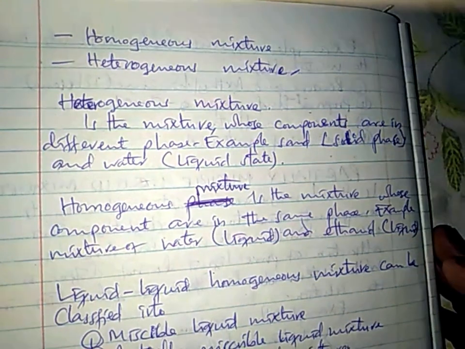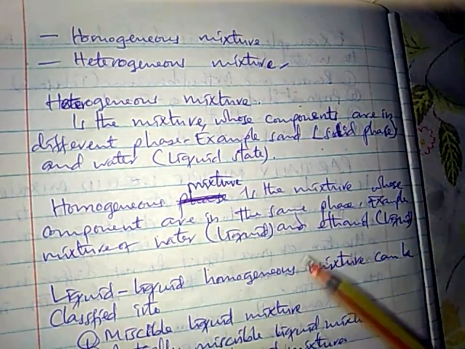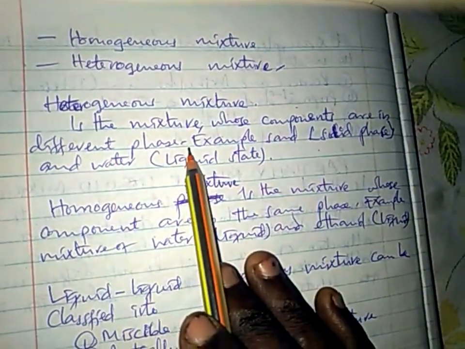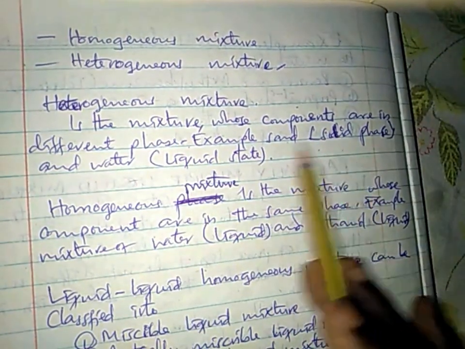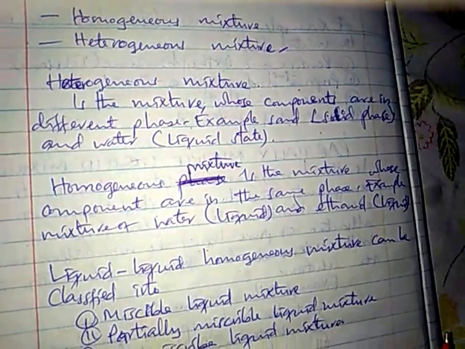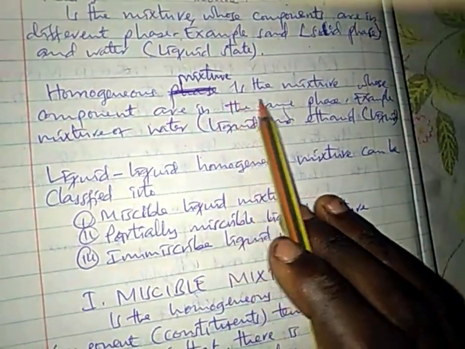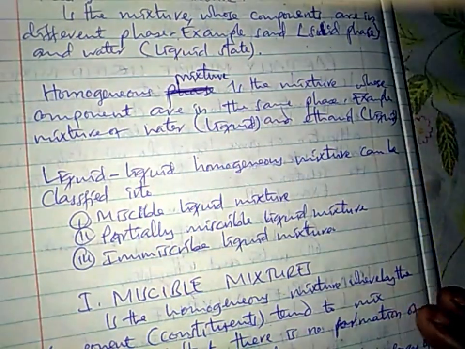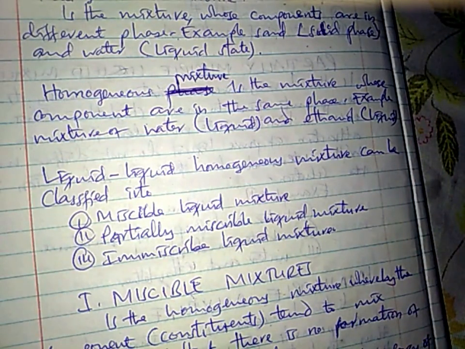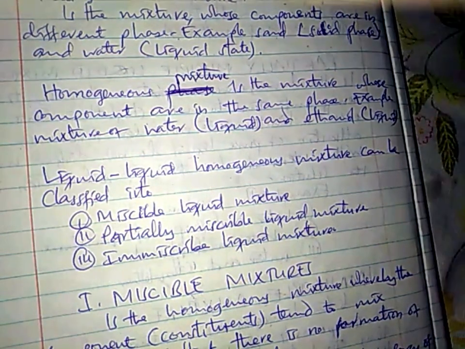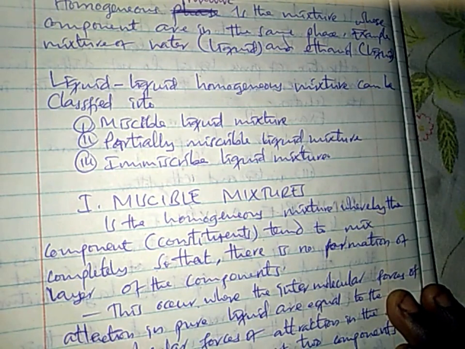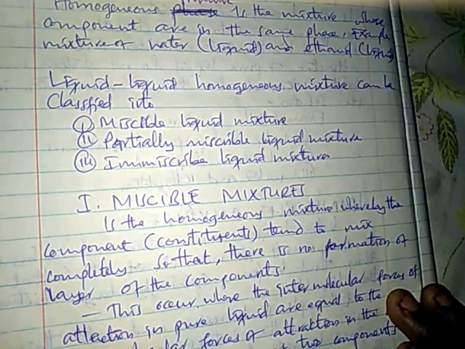So we have two types of mixture generally: heterogeneous mixture and homogeneous mixture. Heterogeneous mixture is a mixture whose components are in different phases. Example, a mixture of sand, which is solid phase, and water, which is liquid phase. That is the heterogeneous mixture. And we have homogeneous mixture, a mixture whose components are in the same phase. Example, a mixture of water, which is liquid, and ethanol, which is also liquid. Water and ethanol are both liquids, so their mixture is termed a homogeneous mixture.